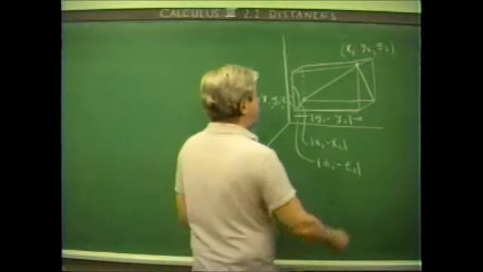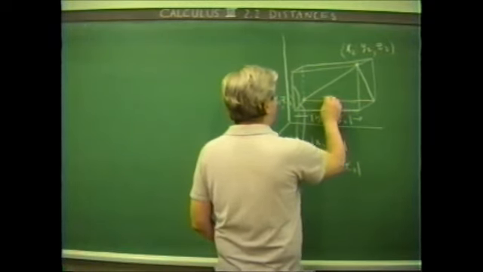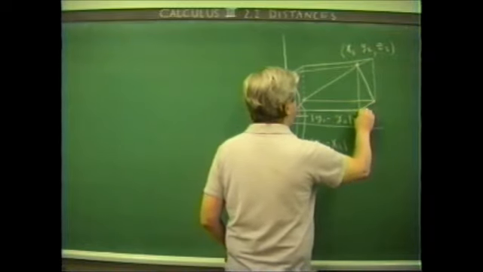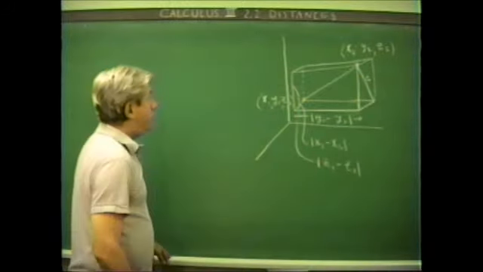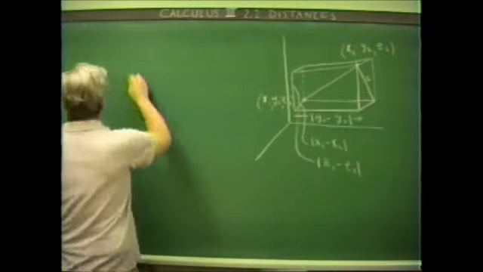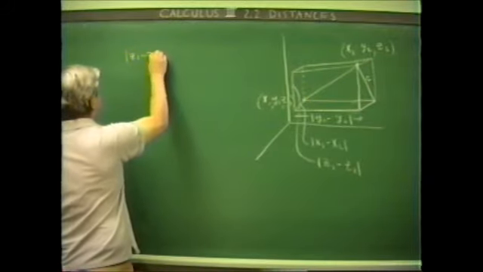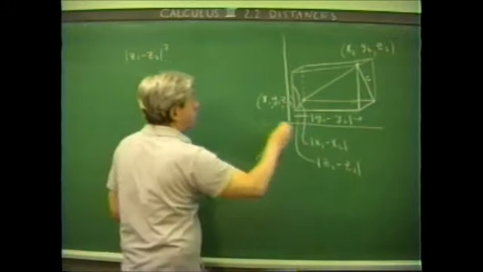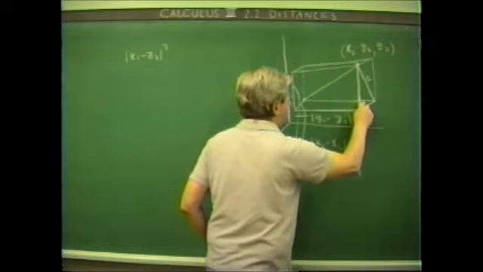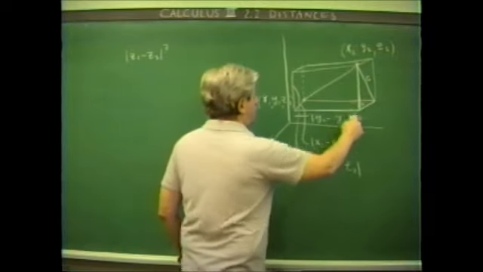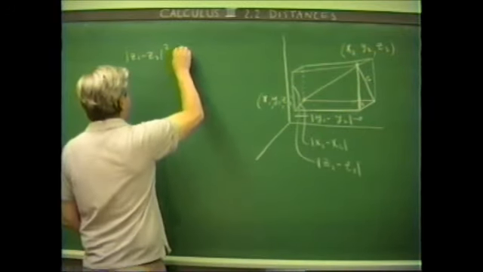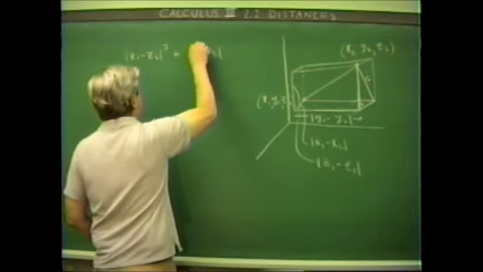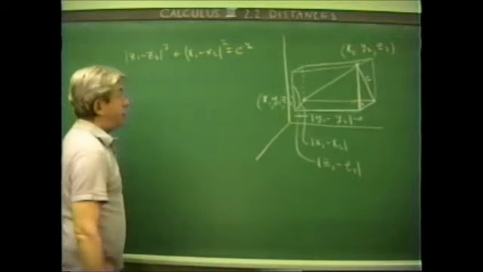All right. So if we consider this triangle right here, if this side of the triangle is length c, then we get this height is absolute z1 minus z2. That's squared, because this is a right triangle here. Right? Plus this side squared, that's absolute x1 minus x2 squared, must be equal to c squared.